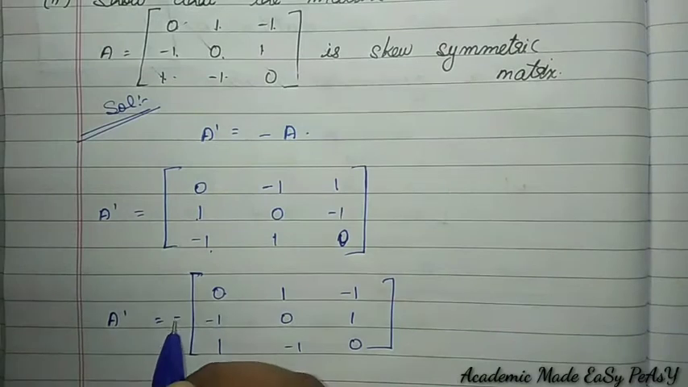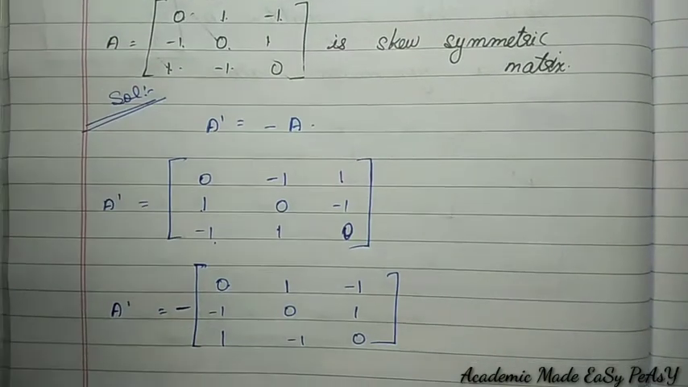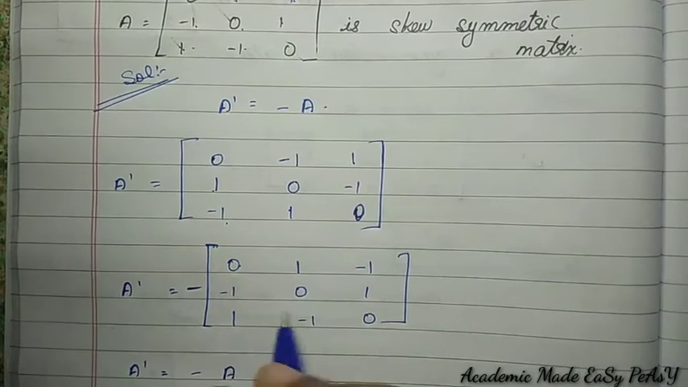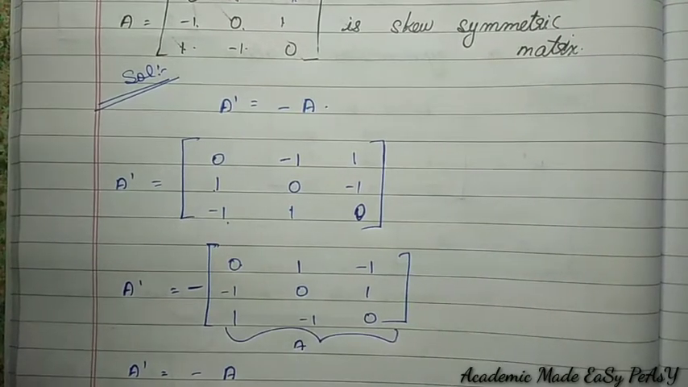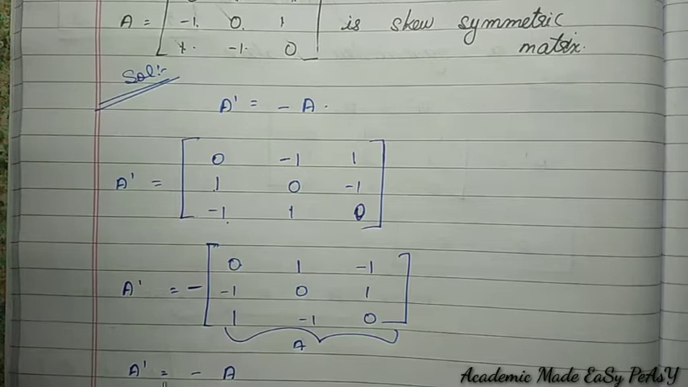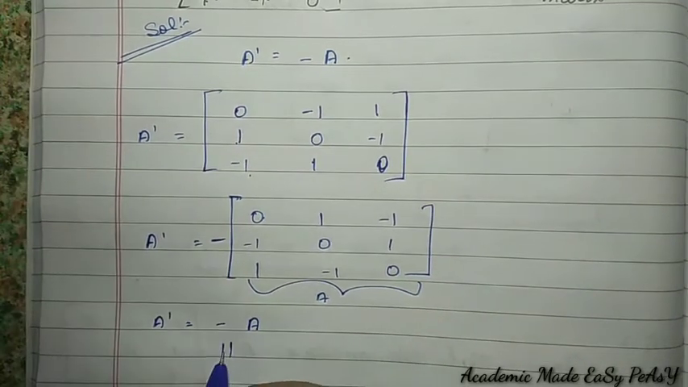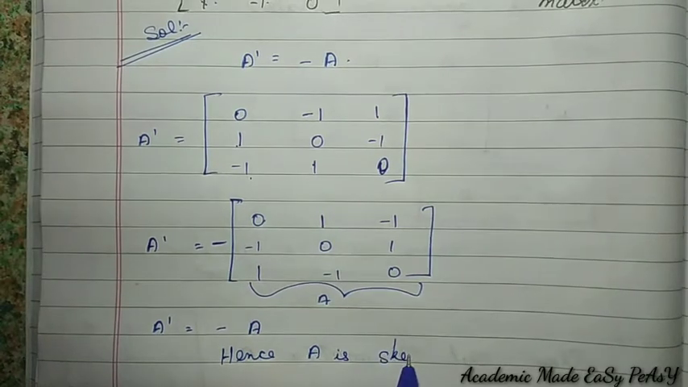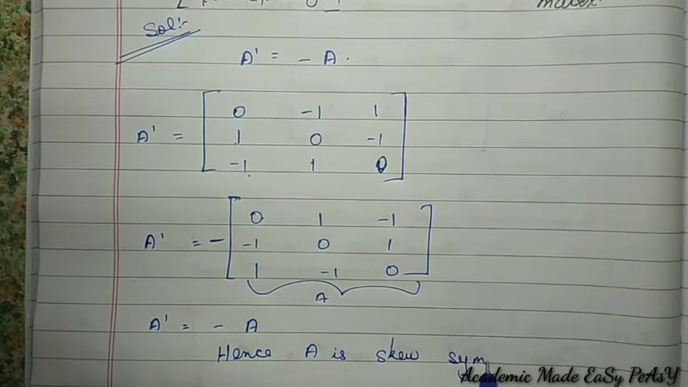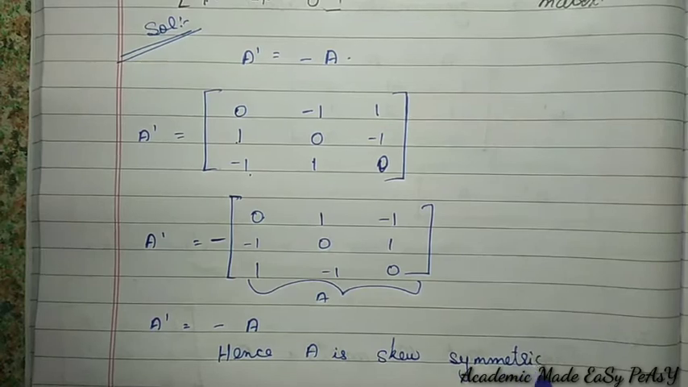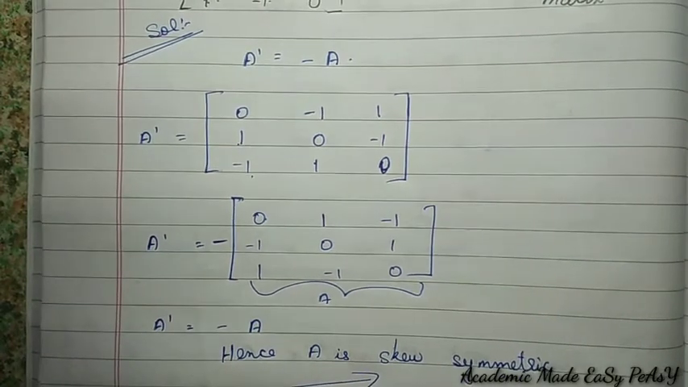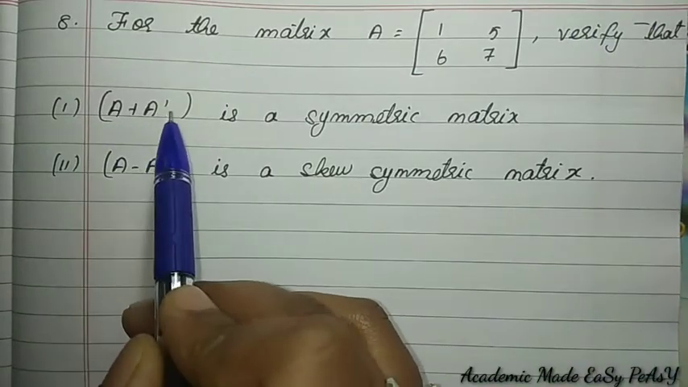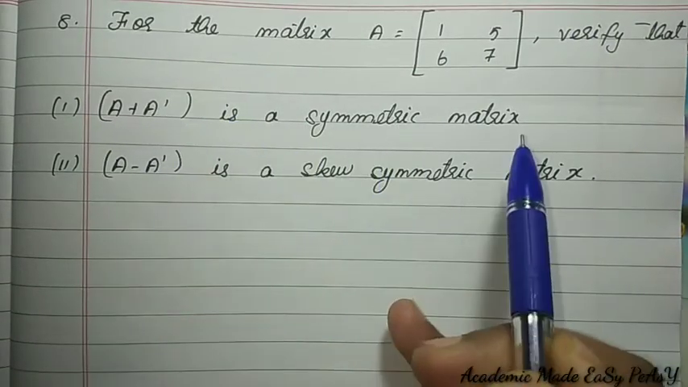So therefore, see, I took the minus sign out alone. So I will have A transpose is equal to minus of A. This is matrix A, no? So A transpose is equal to minus A. Hence, A is skew symmetric. Hence proved.